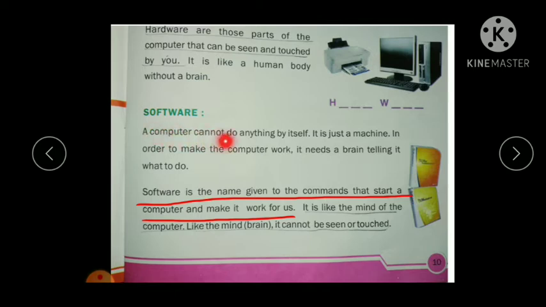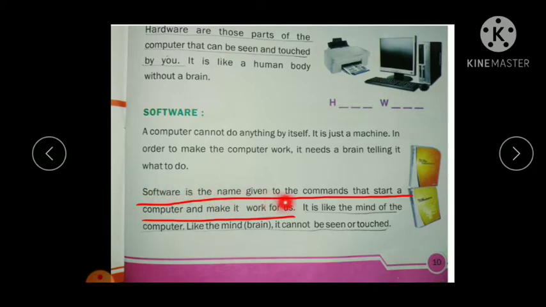A computer cannot do anything by itself. It is just like a machine. In order to make the computer work, it needs a brain telling it what to do. So software is a set of instructions to the computer to do a particular work.